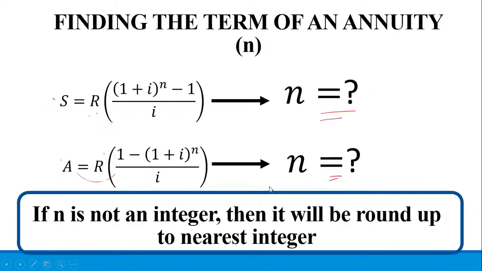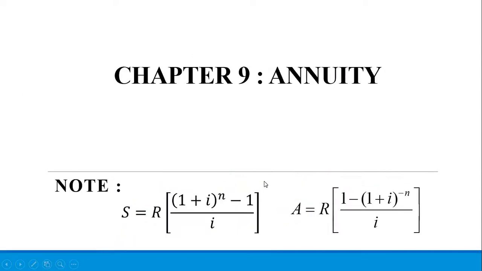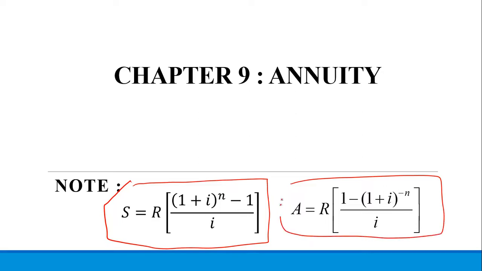So in annuity, let's say for the first page, you only learn these two types of equation, for the future and for the present. But you know that I is equal to r divided by m, and n is equal to m multiplied by t. Just don't be confused: when the S is minus 1, and for this case it is 1 minus that thing, you just change it, and then the power is negative.